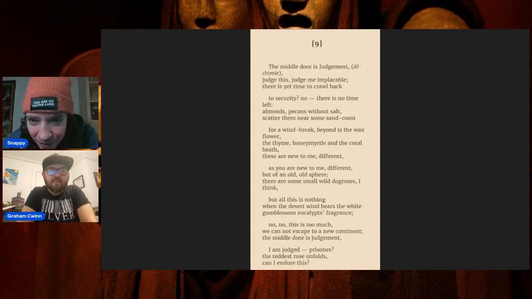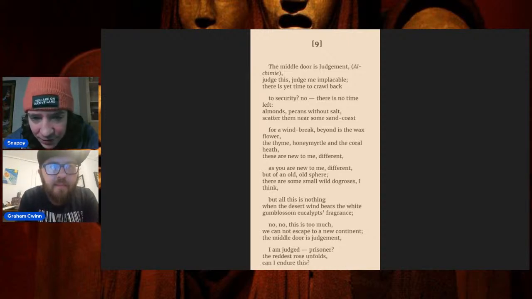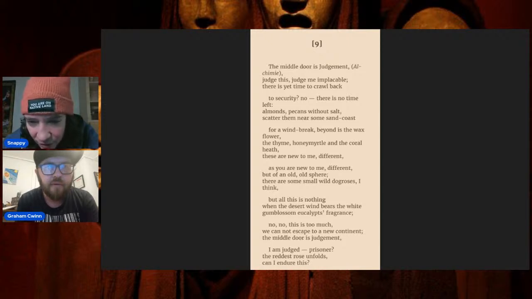For a windbreak beyond is the wax flower, the thyme, honey myrtle, and the coral heath. These are new to me, different, as you are new to me, different, but of an old, old sphere. There are some small wild dog roses, I think, but all this is nothing when the desert wind bears the white gum blossom eucalyptus fragrance. No, no, this is too much. We cannot escape to a new continent. The middle door is judgment. I am judged. Prisoner, the reddest rose unfolds.